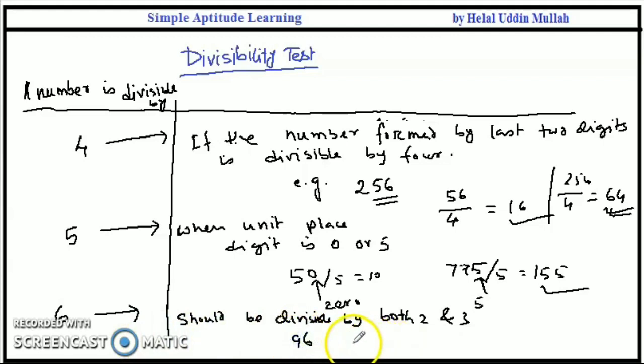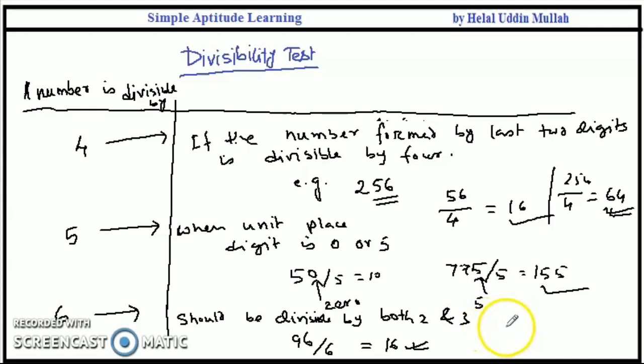So 96 is divisible by 2 because its unit digit is 6, which is an even number. And for divisibility by 3, we have to check the sum of the two digits. So 9 plus 6 will be 15, so it is divisible by 3 also. So we can say that 96 is divisible by 6. If we divide by 6, we get the result 16.